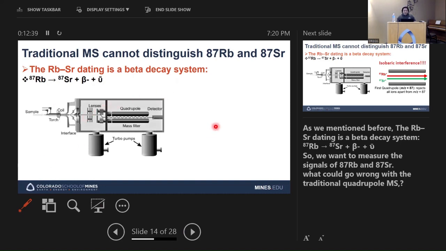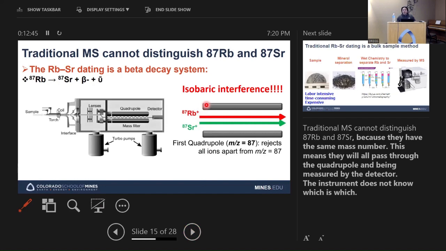The problem with the traditional mass spectrometry is that it cannot distinguish isotopes with the same mass. For example, we want to measure rubidium 87 and strontium 87, but they have the same mass. So they will all pass through the quadrupole and be measured by the detector. This means the instrument cannot distinguish which one is rubidium 87 and which one is strontium 87. So the signals are overlapped. That's why the traditional mass spectrometry cannot distinguish rubidium 87.